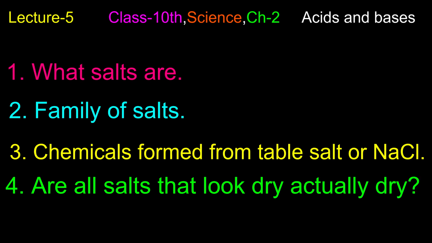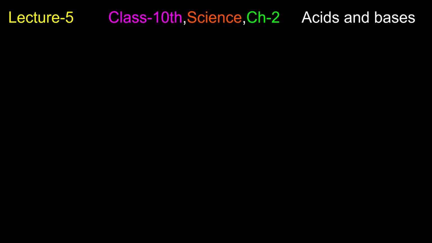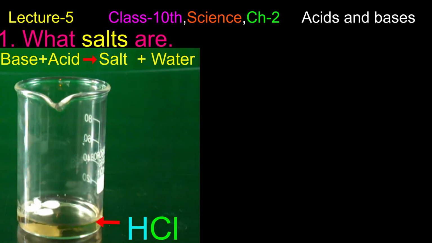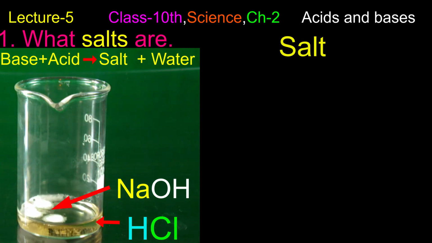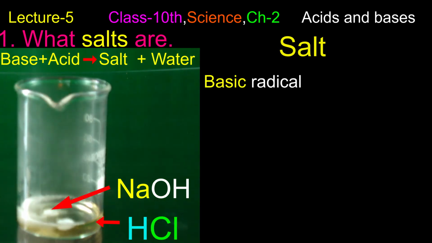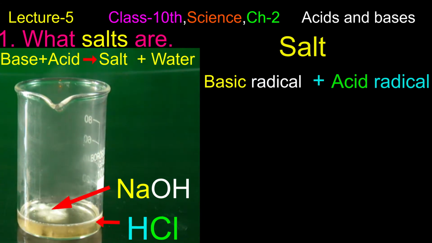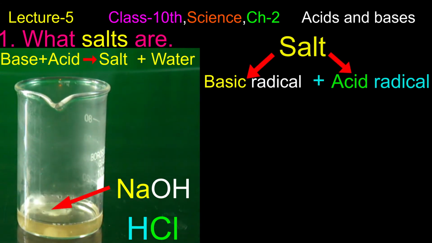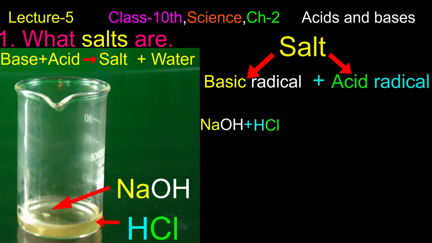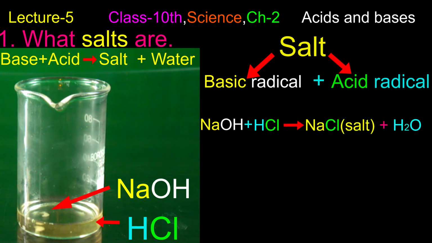I start with the first subtopic, what salts are. We learned that base and acid react with each other to form salt and water. It means salts are compounds made of two parts called radicals. One radical is from the base, hence called basic radical, and another radical comes from the acid, hence called acid radical. For example, sodium hydroxide reacts with hydrochloric acid to produce sodium chloride plus H2O.